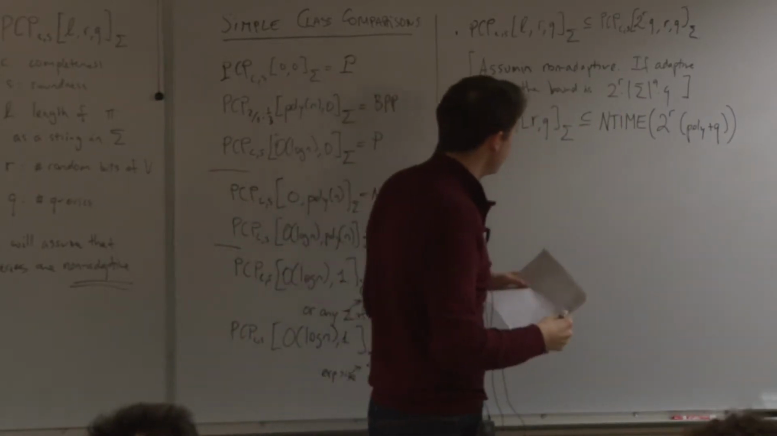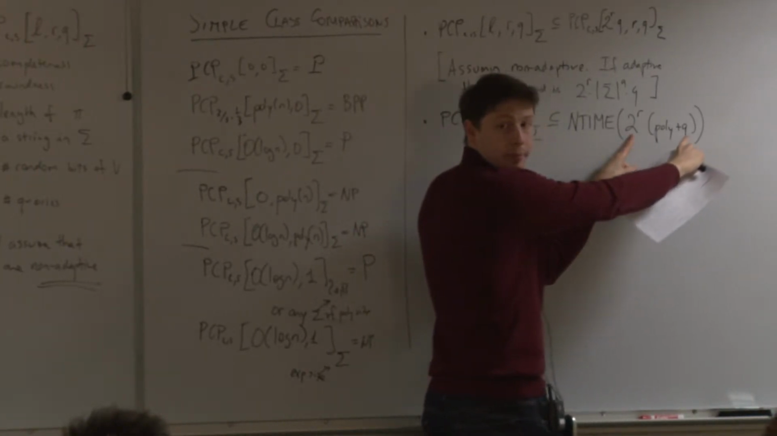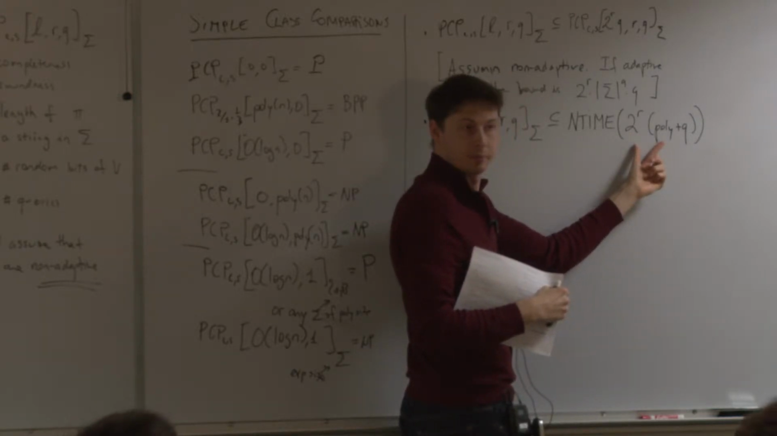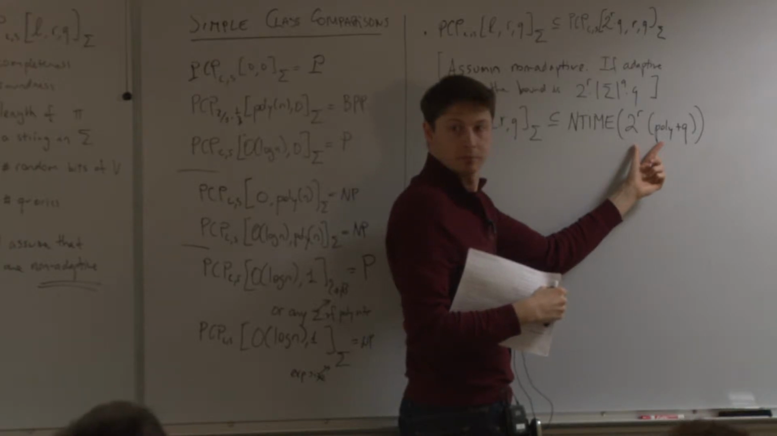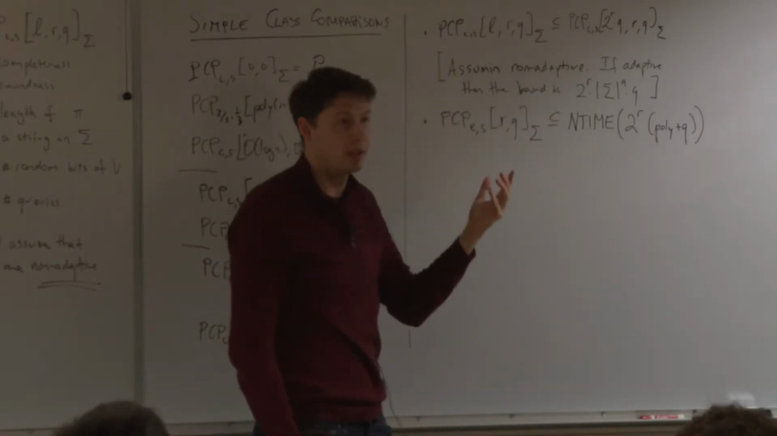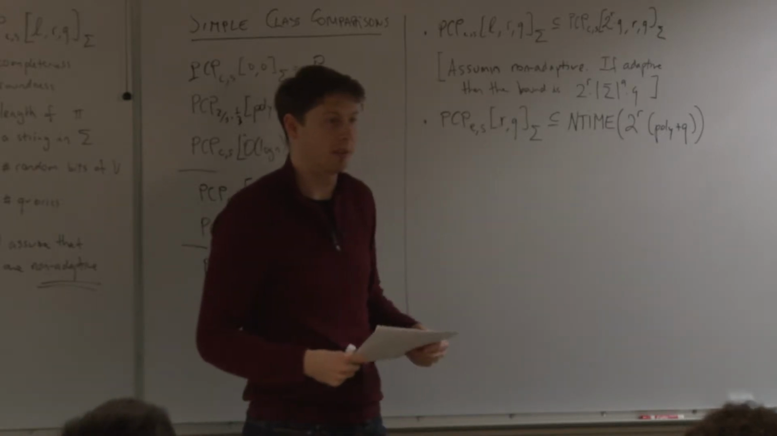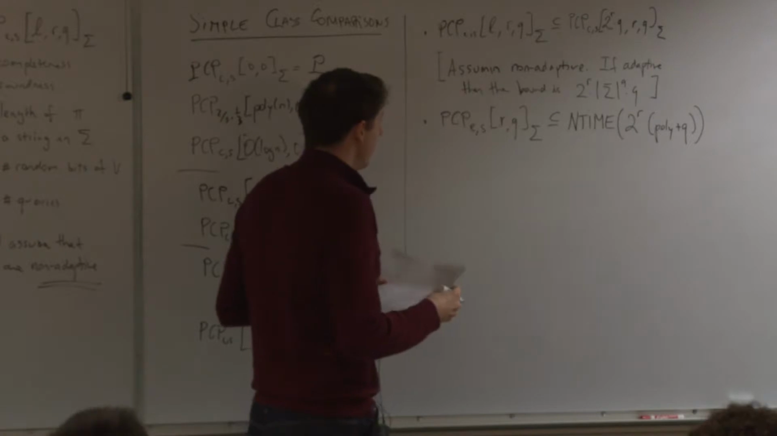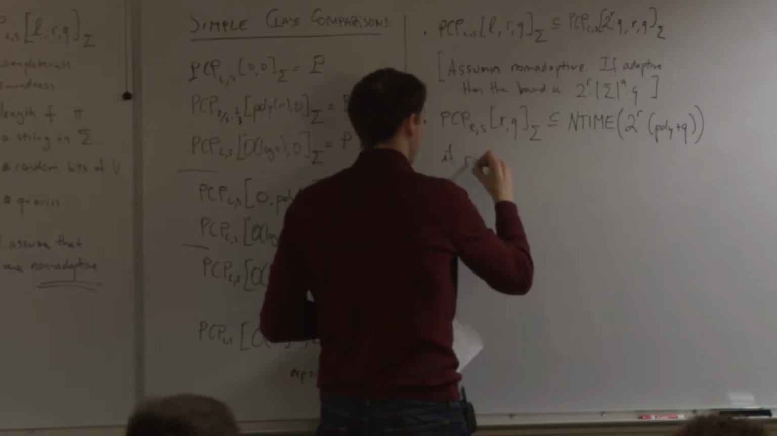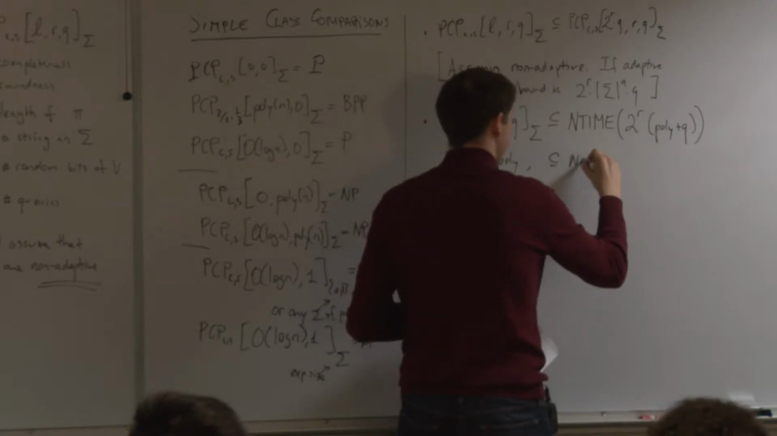Why? I need to guess a proof of size 2^r q, okay? And then I'm going to need this much time to evaluate it. So this is an NTIME. In particular, once you put it here, you can just put it in double exponential time if you really want. But notice that r and q are polynomial in |x|, so in particular, if r and q are both polynomial, then we get that this is inside NEXP.